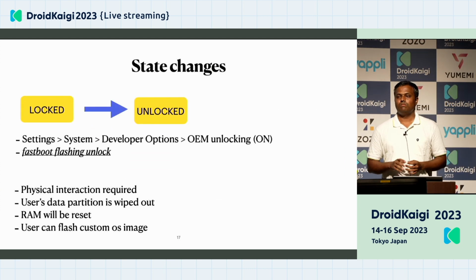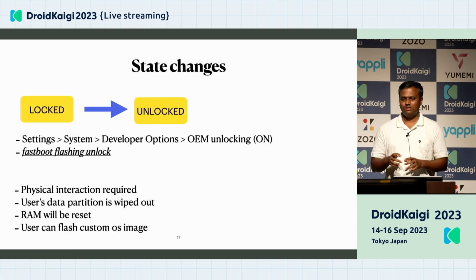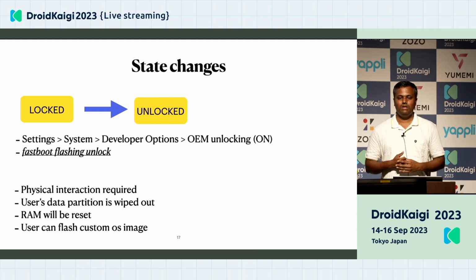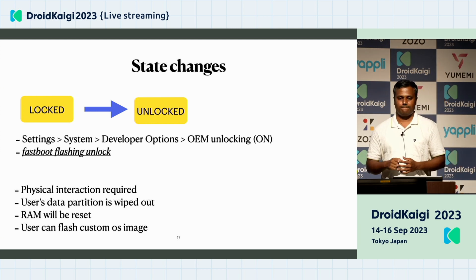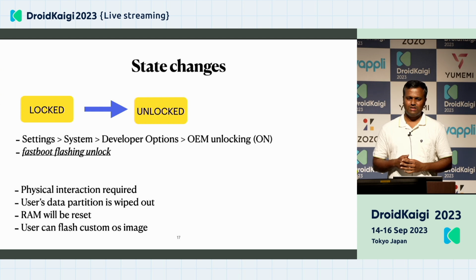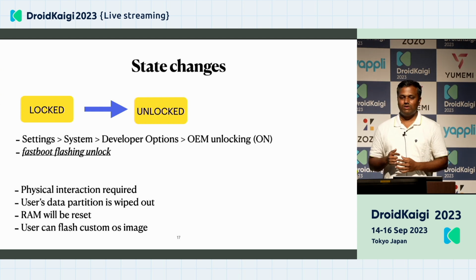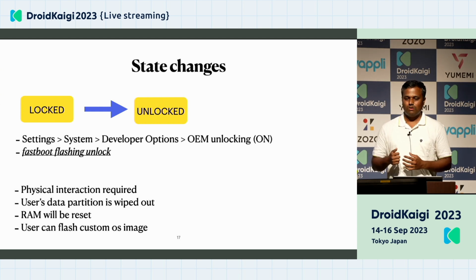If you have to change from the locked state to the unlocked state, then you go to Developer Options in the system settings and turn on OEM unlocking. This particular menu is not available on all Android devices, but for OEM devices only this option is available. Then you need to execute the fastboot flashing unlock command. When you do that, physical interaction is required with the user. The user needs to allow that.